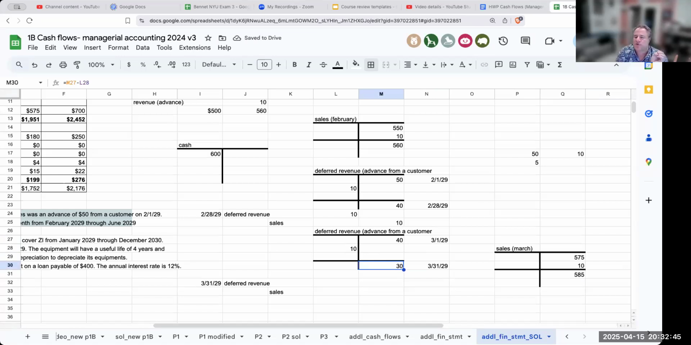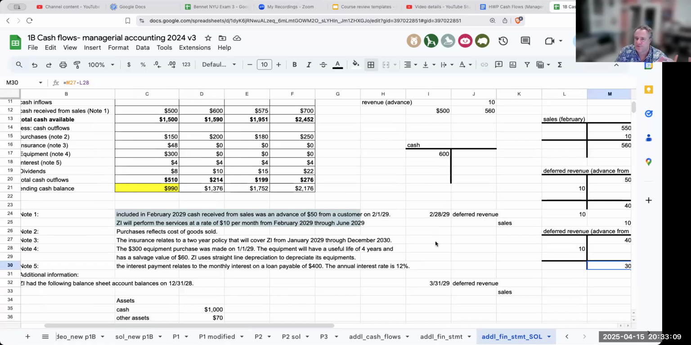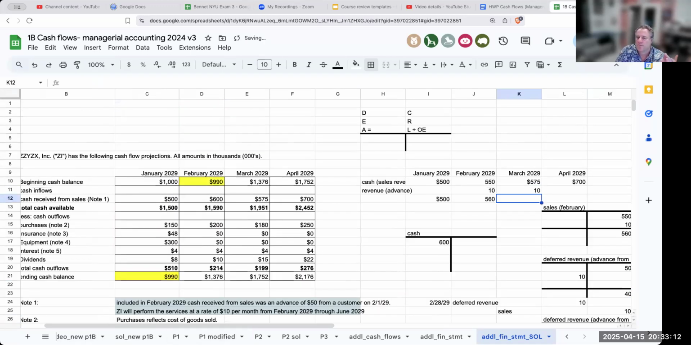And if we think about this intuitively, does this sound correct? Well, I got 5 months. I was given an advance for 5 months of revenue. At this point in time, I still have 3 more months to go through and to perform the services: 10 for April, 10 for May, and 10 for June. Remember, the services are being performed for 5 months. So right over here for the month of March, I'm going to have now a total of 585 of revenue.